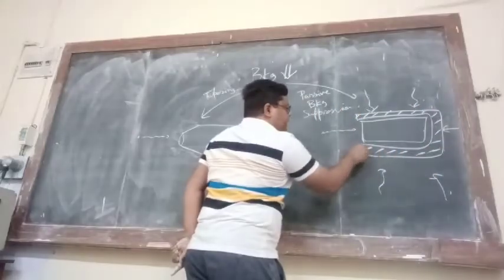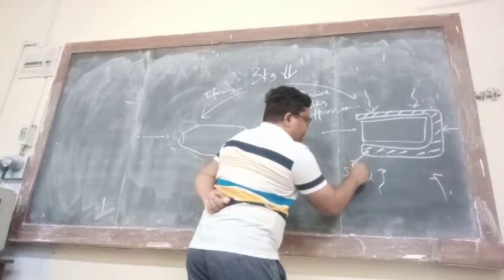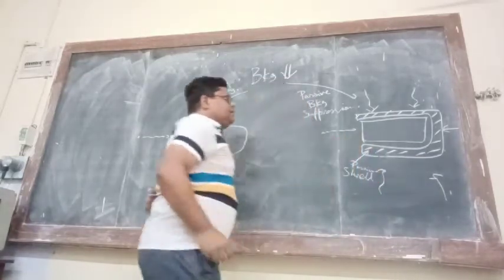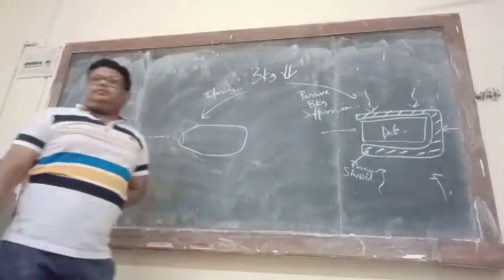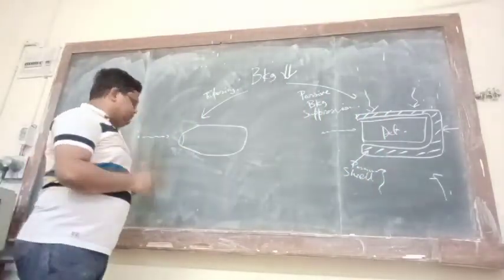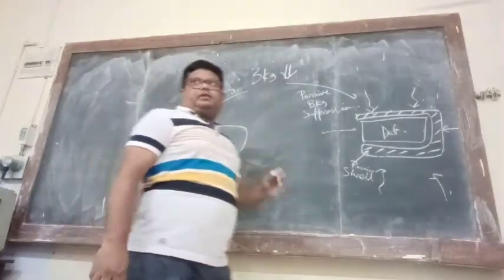So this is shielding basically. This is also known as passive shielding. And this is your detection. So these are the two methods, very basic methods.